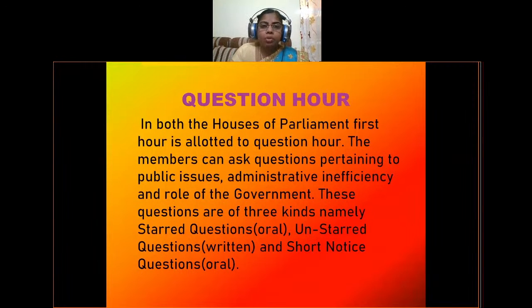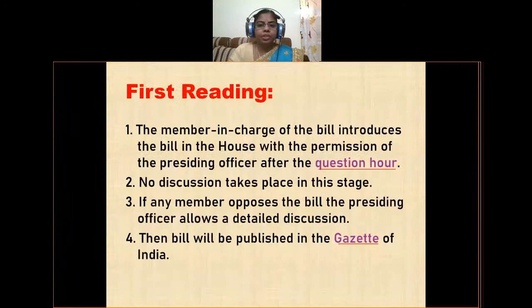These questions can be of three types. One is the starred question. Starred questions can be answered orally by the ministers, unstarred questions can be answered in a written manner, and short notice questions can also be answered orally. So this is about question hour. Question hour is the first hour allotted in the Parliament sessions, both in Lok Sabha and Rajya Sabha.